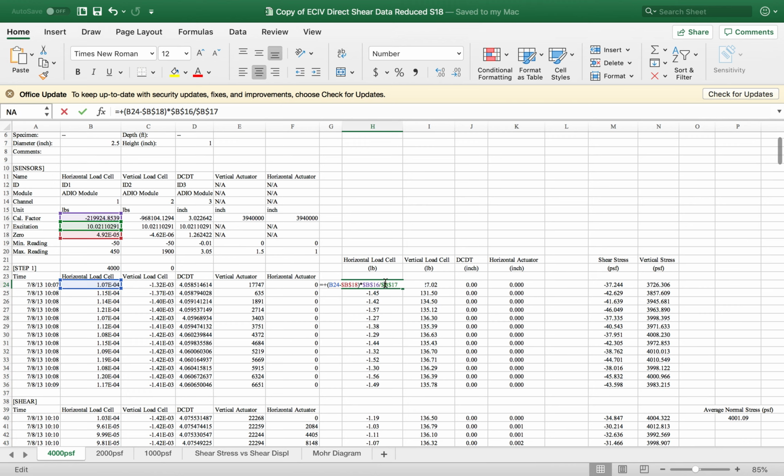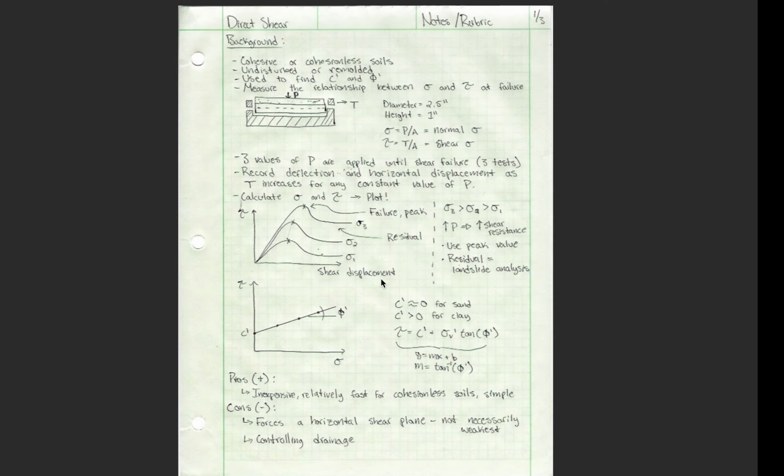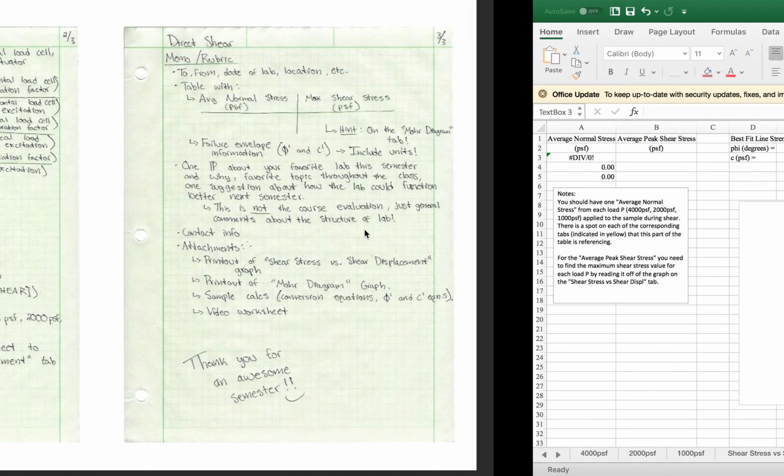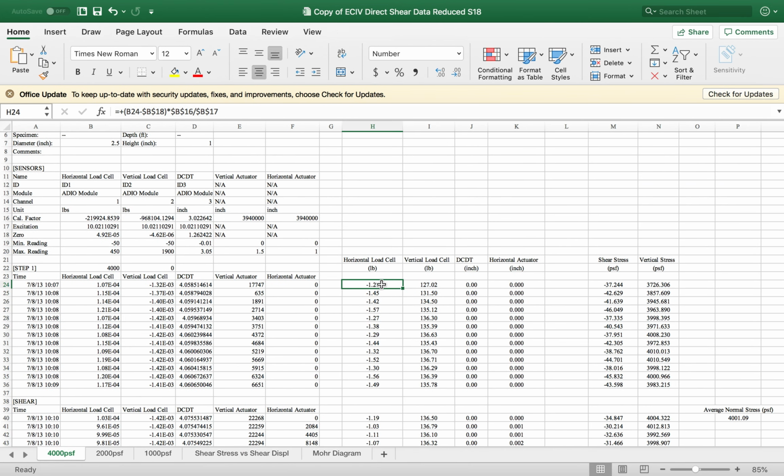As you can see, we have our different values for our horizontal load cell, our different equations. Those equations are just outlined in the notes here. So when in doubt, consult the notes. And so we have our horizontal load cell, our vertical load cell, our deformation, our horizontal actuator, our shear stress, and our vertical stress. As these plot, we're basically just going to drag these down, and we're going to find all these different values. We're going to do that for each 4,000, 2,000, 1,000.